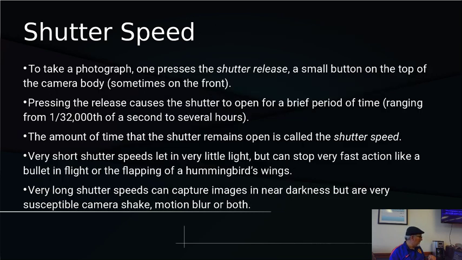So shutter speed. So in order to take a photograph, you press the shutter release. That's the button on the top of your camera that makes it go click. Okay. Sometimes that click is a recording. Like when you take a photograph on your cell phone and it makes a camera noise, that's actually a recorded camera noise. There's no actual shutter noise being made. It's all electronic. Okay?